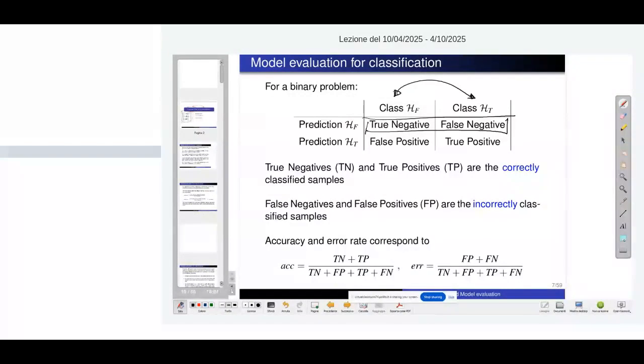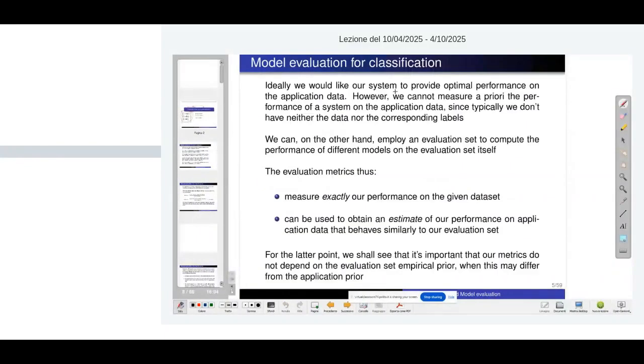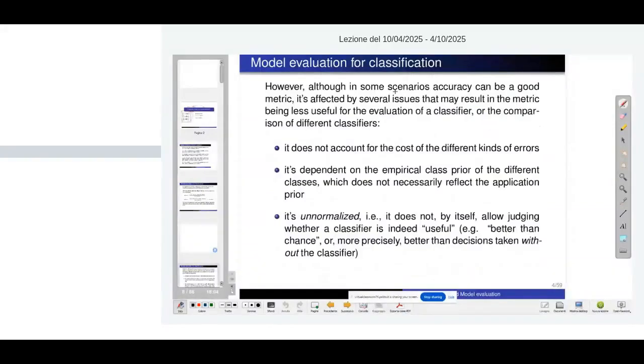So they are not able to give us the quality that we wanted from our metric. So we will not consider them here because they will not meet our desires.